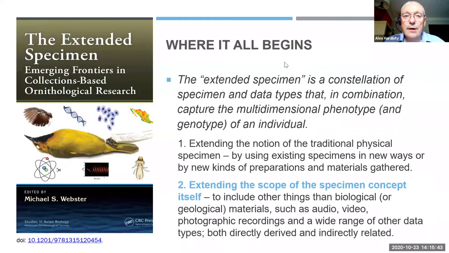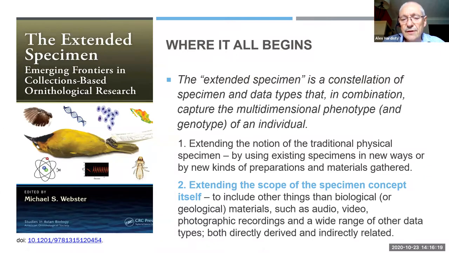So the first thing I'm going to say is that many of us know where this begins. It begins with the idea of the extended specimen as a constellation of specimen and data types that in combination capture the multidimensional phenotype and genotype of an individual. This concept was put forward by Michael Webster in his now well-known book, The Extended Specimen, in 2017. He talked about two aspects of extending specimens.